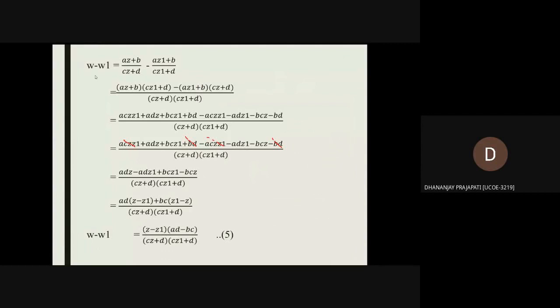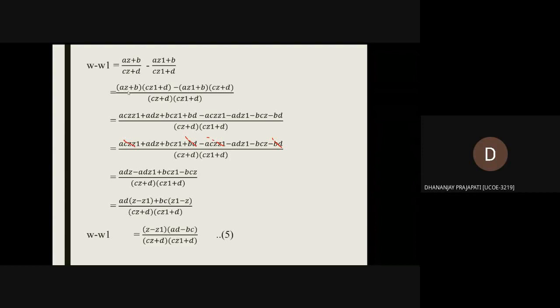So first we have to find W minus W1. The value of W is (AZ plus B) upon (CZ plus D) minus, and the W1 value is (AZ1 plus B) upon (CZ1 plus D). Then in the next step we cross multiply it. So our equation becomes (AZ plus B)(CZ1 plus D) minus (AZ1 plus B)(CZ plus D) upon (CZ plus D)(CZ1 plus D).